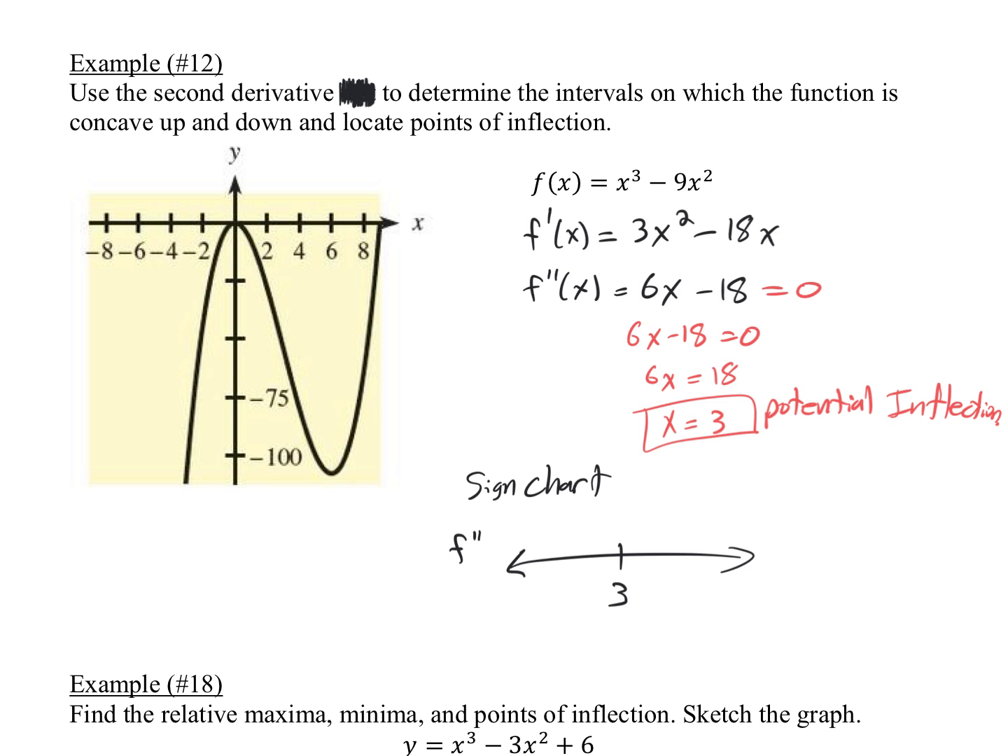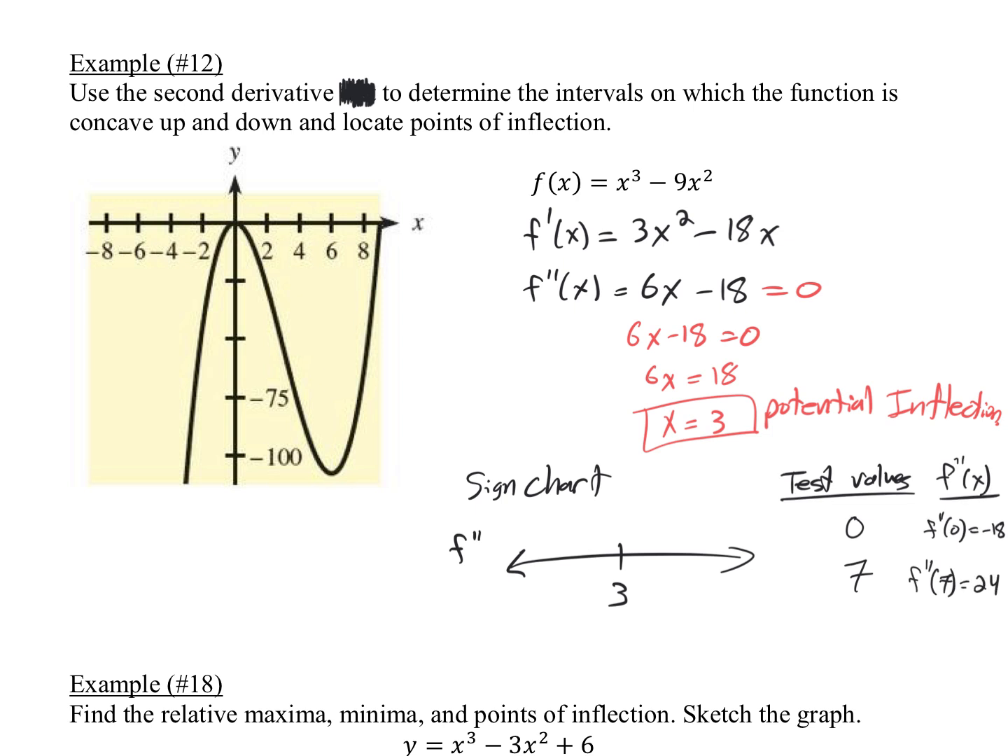Then we test values to the left of 3 and to the right of 3. So let me test some values. A number to the left of 3 is 0, a number to the right of 3, I'll pick 7, and then we need to evaluate these at the second derivative. So your second derivative evaluated at 0: if I plug in 0, I get negative 18. If I plug in 7, let's see, 7 times 6 is 42. 42 minus 18 is some positive number. Is it 24?